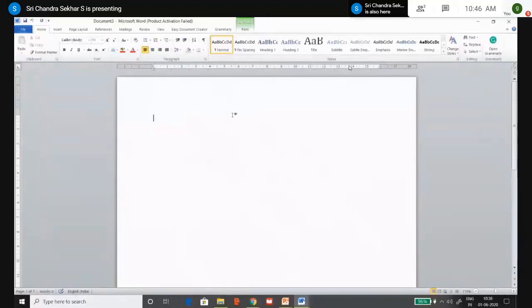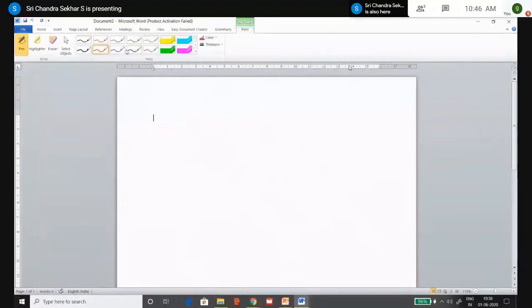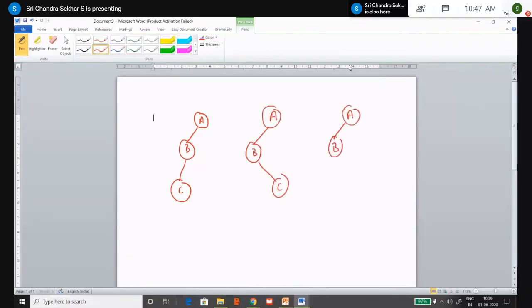Right. So let me take a tree A. I'm taking a binary tree B and C. And one more thing, A, B, C. Let me take one more combination of these three nodes. This is also a possible combination, the last figure, where B is the left child of A and C is the right child of A.